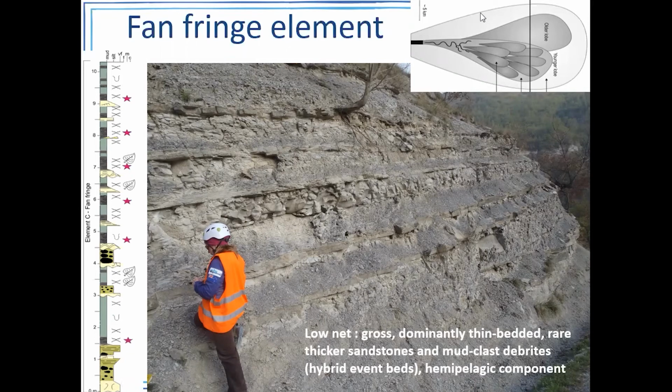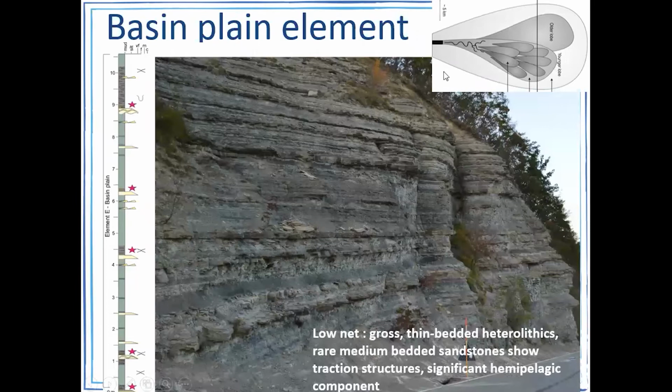Then as we move really beyond our fan and into the basin plain, what we have is significant intervals dominated by mudstone, very low net to gross, and with rare thin-bedded turbidites coming in here, but a real dominance of hemipelagic mudstones throughout that interval.